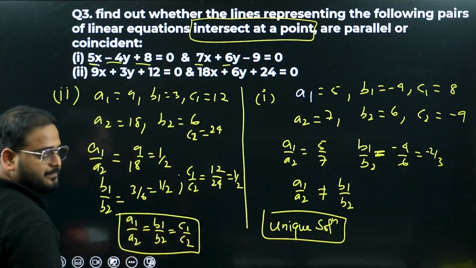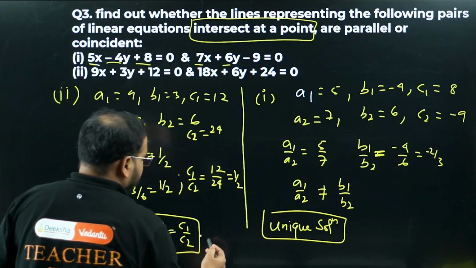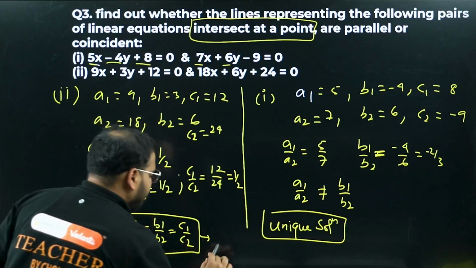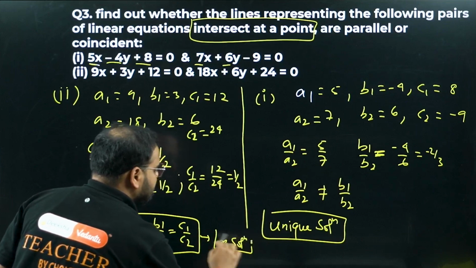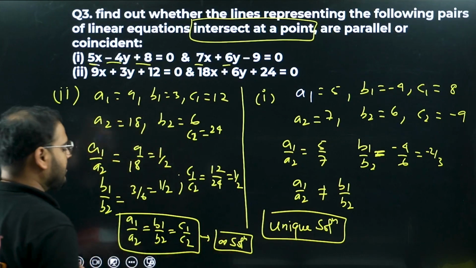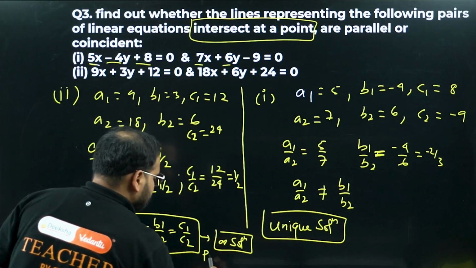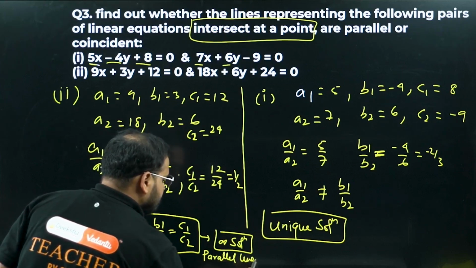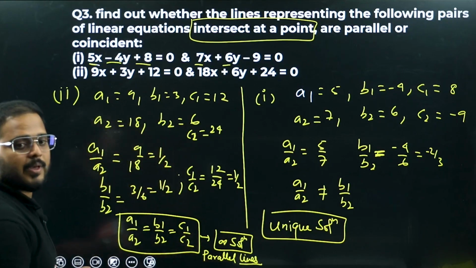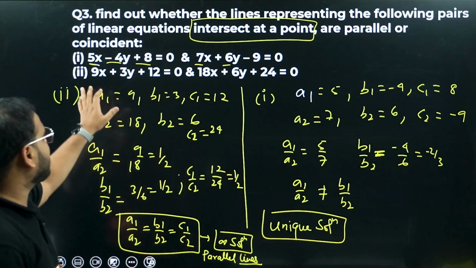This is the case when it is having infinite solutions. So basically what? Parallel lines. Okay. This is the parallel line. Second one is parallel line.